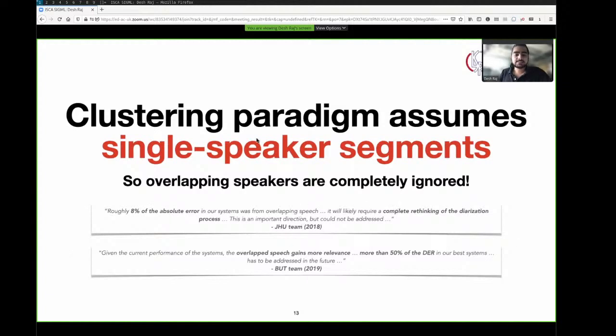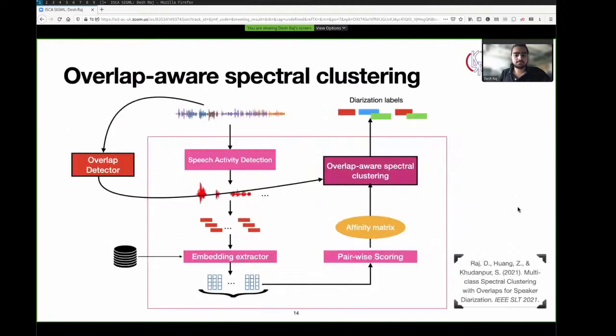And the problem is that this clustering paradigm is inherently assuming that the segments are single speaker segments, because when we cluster them, we perform hard clustering, which assigns a single segment to a single speaker. And so there's an inherent assumption of this being a single speaker diarization problem.